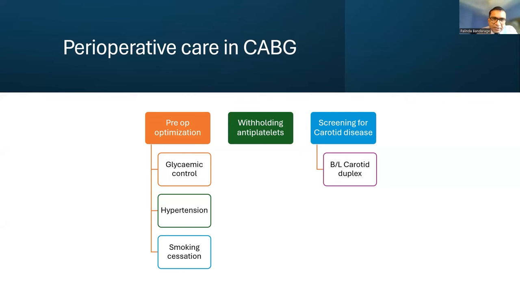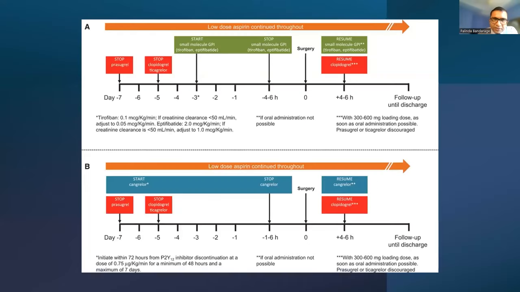Preoperative optimization involves strict glycemic control, depending on the time gap. Ideally, all these patients should get a CABG done as soon as possible. But depending on the time you have, any form of optimizing glycemic control helps, because it improves the prognosis immensely, especially wound healing and other aspects of recovery. Hypertension control, smoking cessation, promoting smoking cessation is very important. And withholding antiplatelets is another thing that comes in preoperative management. You have to stop clopidogrel 7 days prior to surgery, and prasugrel about 7 days.